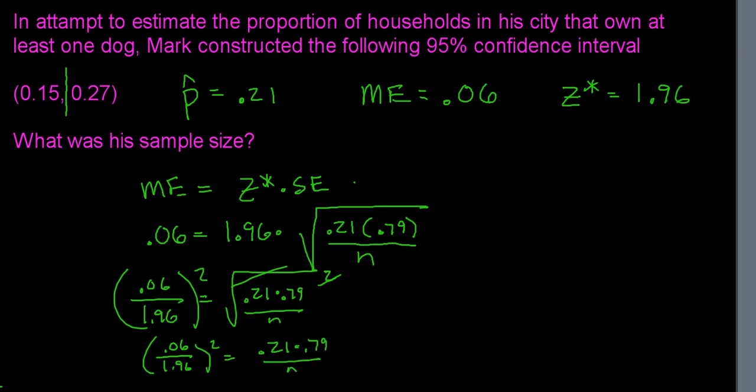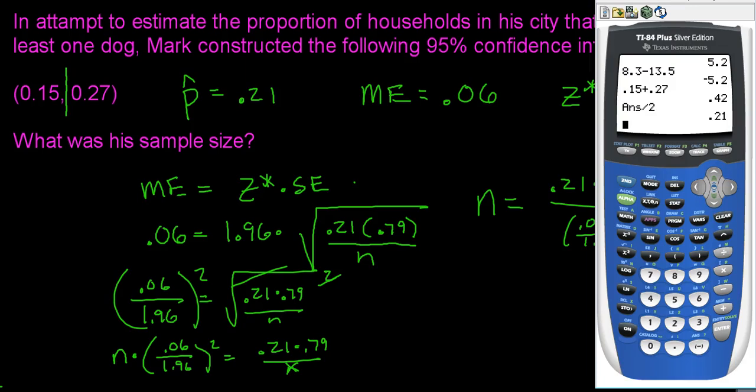Next step would be to, instead of dividing by n, to multiply that n up to here. And then the final step would be to divide by all of that stuff in parentheses. So I'm going to take the 0.21 times 0.79 and divide by the 0.06 divided by 1.96 all squared. Okay, so that's a lot. Hopefully you're good at algebra. This is about as hard as the algebra gets.